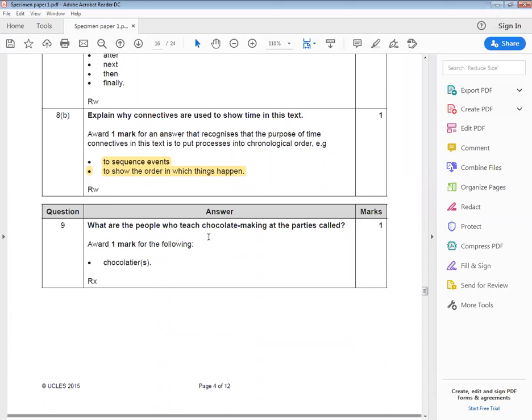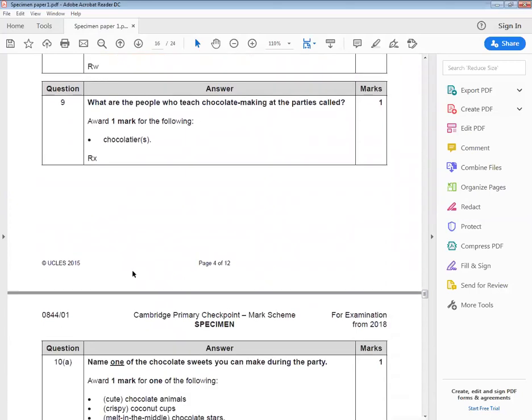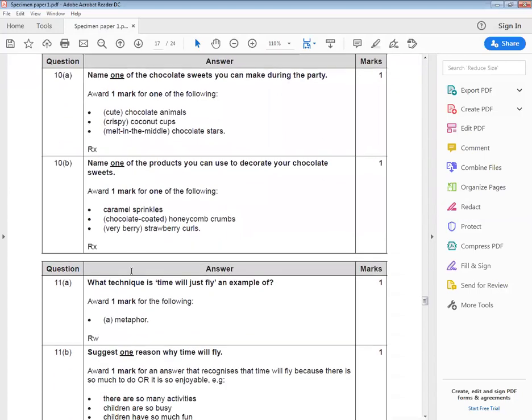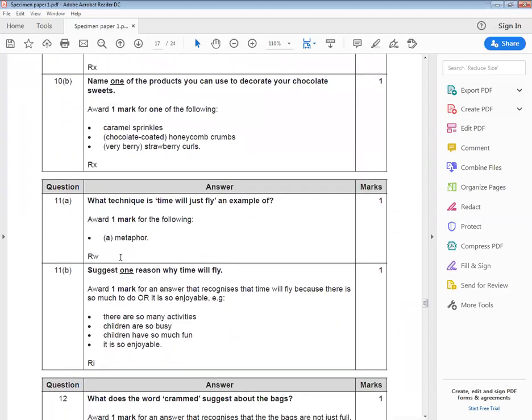Question 9 is a direct question, easy. You can get the answer from the text, as well as question 10. And let's move on to question 11. "Time will just fly." This is a metaphor because time does not fly. Okay, what can fly? Birds, for example, or planes. So this is a metaphor.